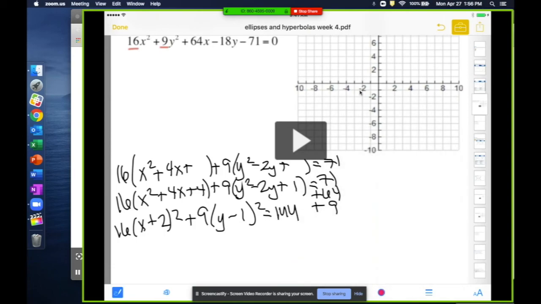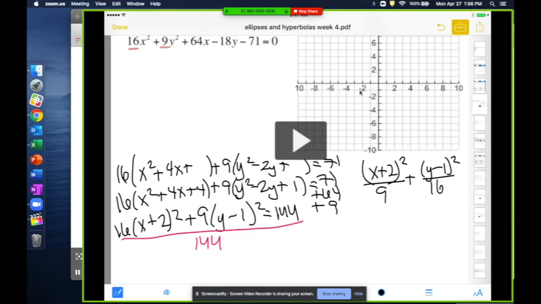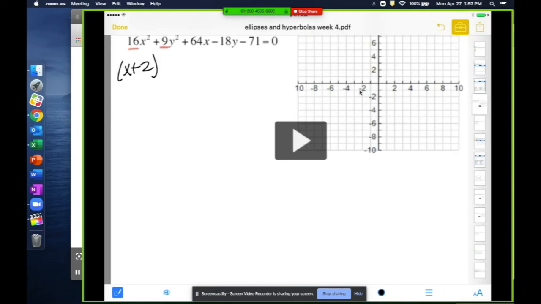And to finalize my answer, my ellipse has to equal 1, so I'm going to go ahead and divide both sides by 144. And then when I simplify the coefficients, 16 divided by 144 leaves me 9 in the denominator. So I get x plus 2 squared over 9, plus y minus 1 squared, 9 divided by 144 is going to leave me with 16 on the bottom, and then equals 1 on the right side, because 144 divided by 144 gets me 1.